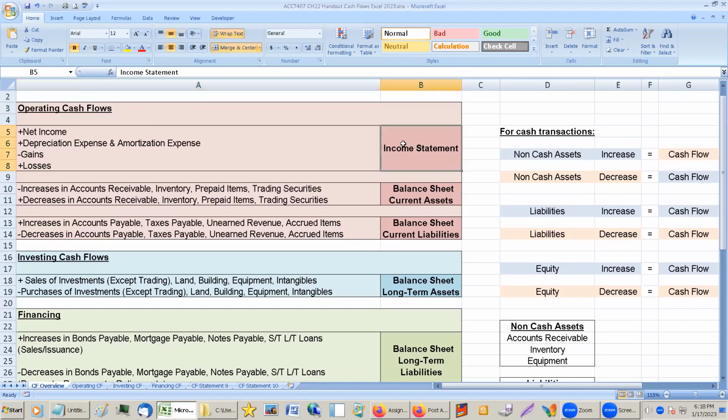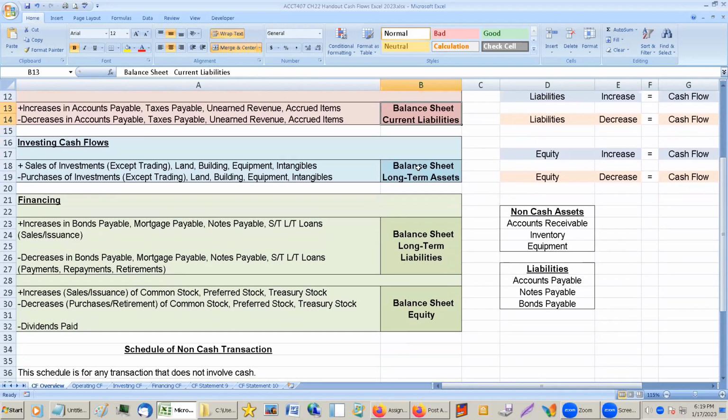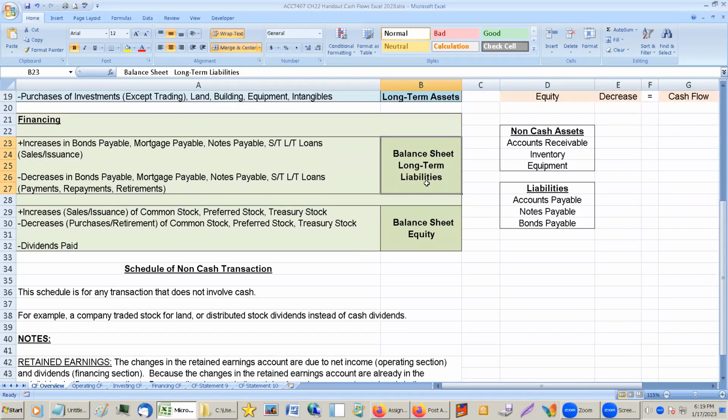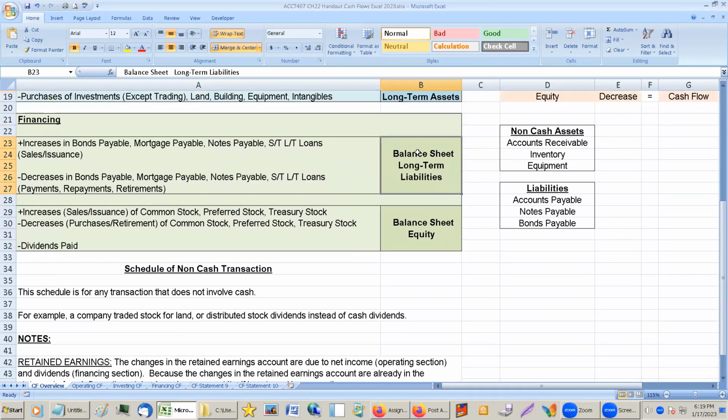The operating cash flows section has the income statement and current assets and current liabilities. So this comes off the income statement, and these come off the balance sheet. On the balance sheet, the investing section is only long-term assets. Then we hop over to the other side of the balance sheet, and it's long-term liabilities and equity accounts for the financing.